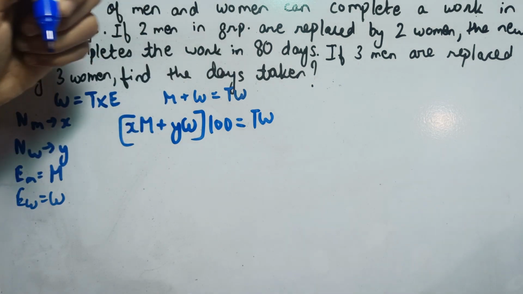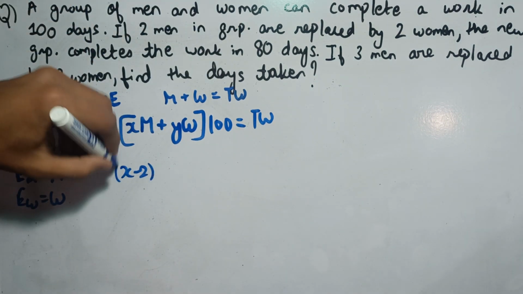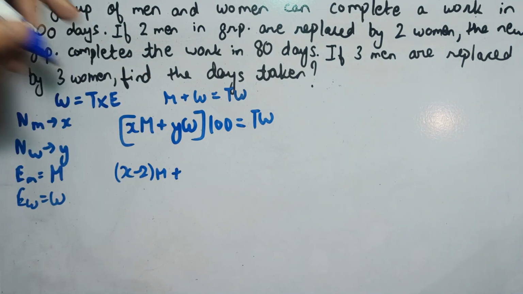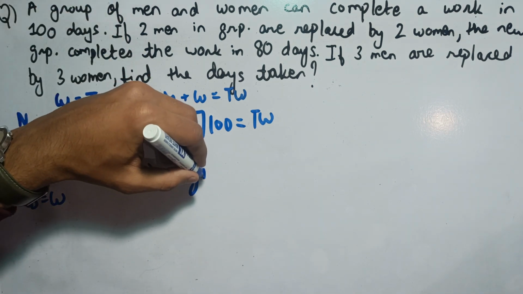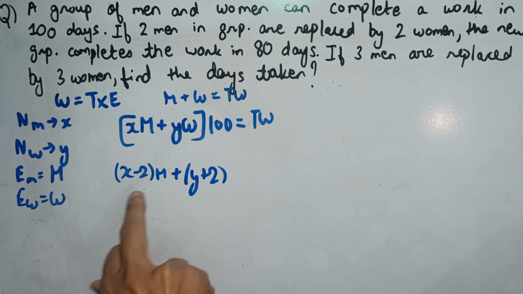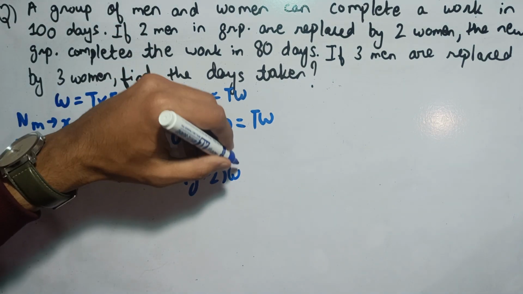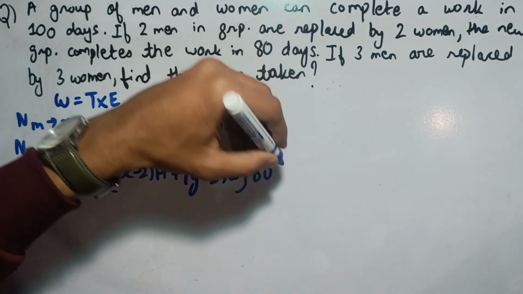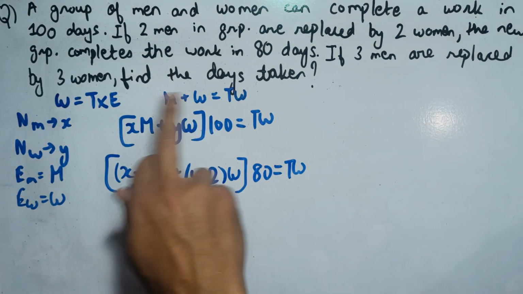Now, if two men in the group are replaced by two women, that is there were X men, but now there are X minus 2 men left, that is X minus 2 into efficiency of men M, and are replaced by two women, that is there were Y women, but now there are Y plus 2 women, and the efficiency of women is W. Now they complete the work in 80 days, that is 80 times this is equal to TW. We can solve this equation, and what do we need to find?